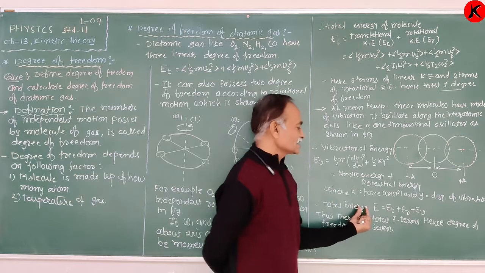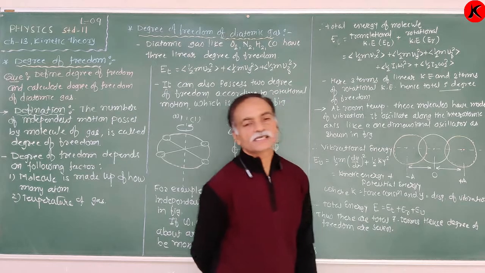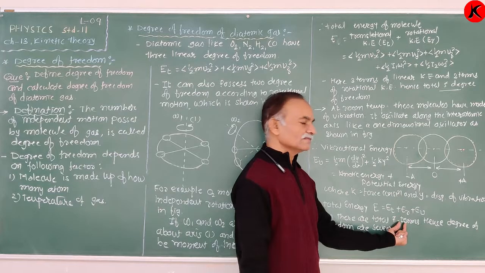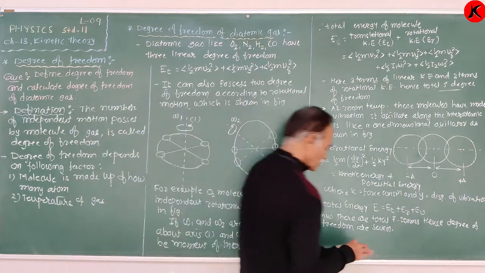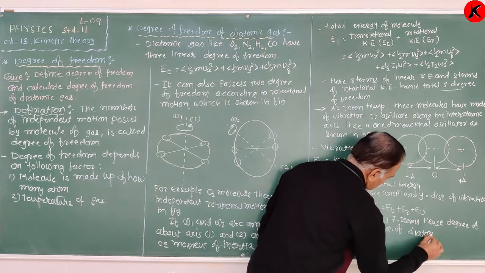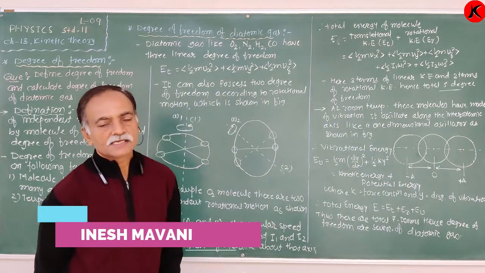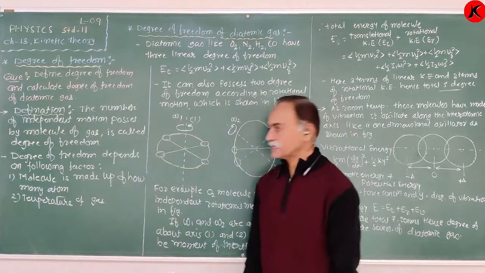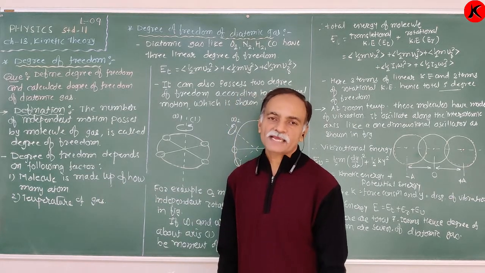So therefore the total energy E is equal to translational energy plus rotational energy plus vibrational energy. Thus they are a total of 7 terms, hence the degrees of freedom of a diatomic gas are 7. So in short, we just discussed that the degree of freedom depends on how many atoms the molecule is made up of.